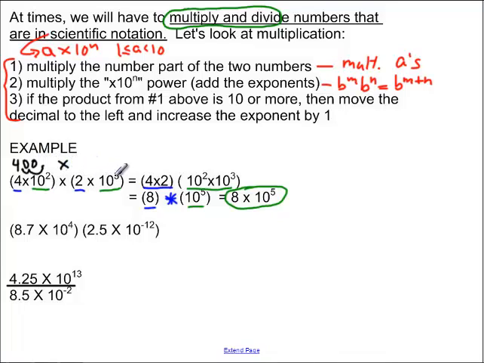Times 2 times 10 cubed is 2. We're at the decimal. We move it 3 spots to the right because we're multiplying by 10 times 10 times 10. And there's our 2,000. So I'm going to say it's 400 times 2,000.